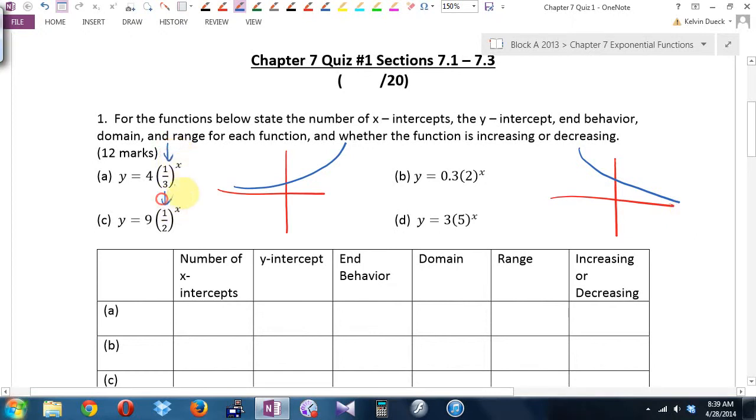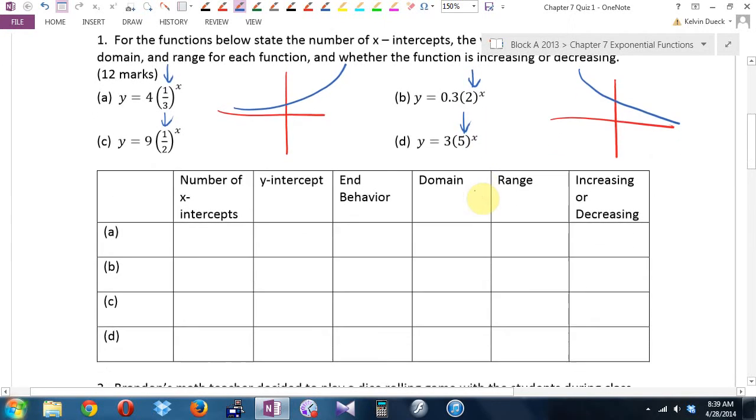It all depends on the base. What's the base? The number at the bottom of the x. So, you ready? Number of x-intercepts for every exponential graph.